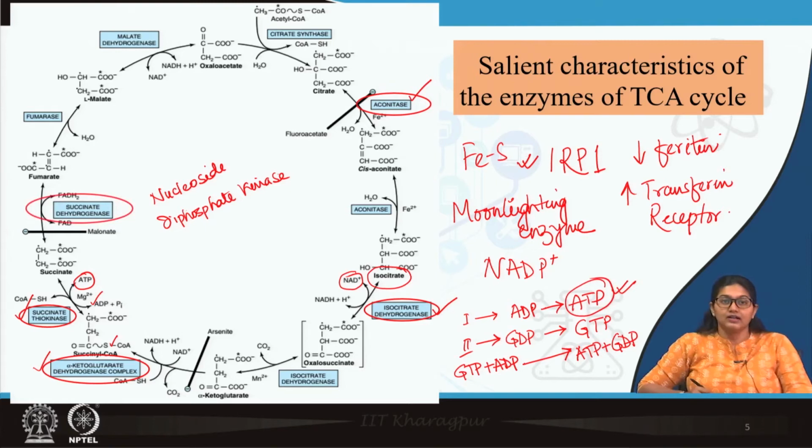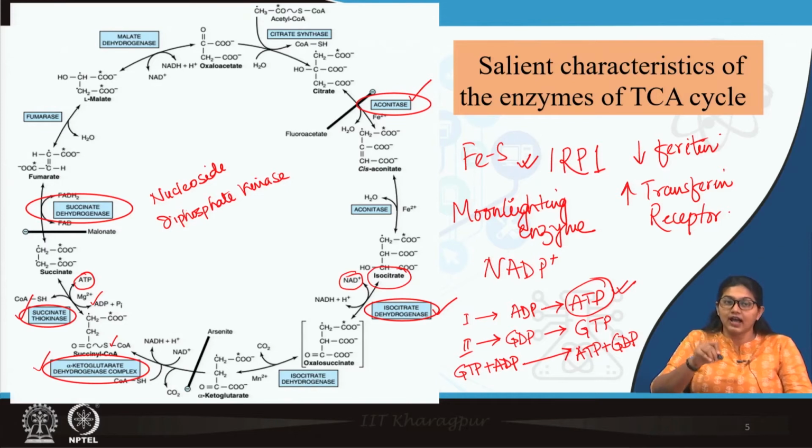Then succinate dehydrogenase. The important feature of succinate dehydrogenase is that this is the one enzyme of the TCA cycle which is attached to the inner mitochondrial membrane. All the other enzymes are actually present in the mitochondrial matrix.